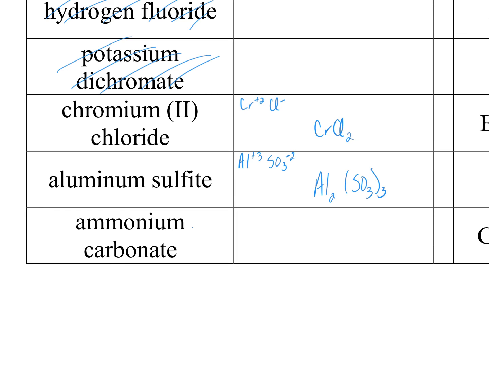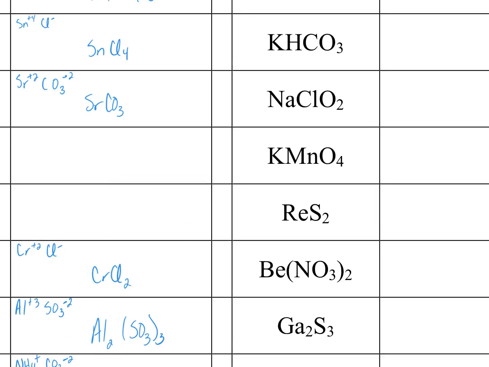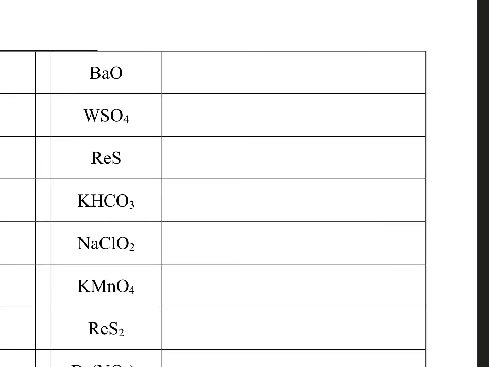Okay, now we have ammonium carbonate. This is a combination of 2 polyatomic ions. So NH4 is plus with ammonium. Carbonate is CO3 -2. So we have to put parentheses around the ammonium. (NH4)2CO3. And that is a 3. Okay.